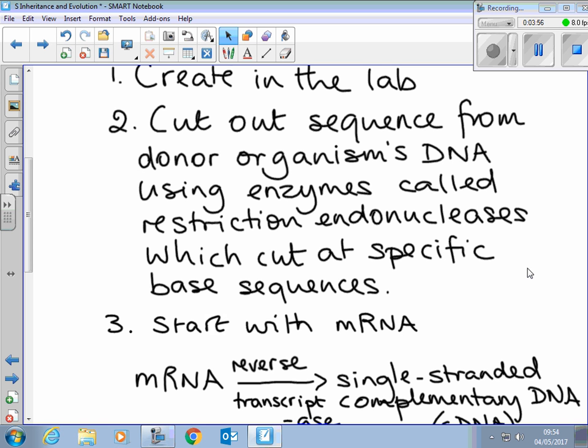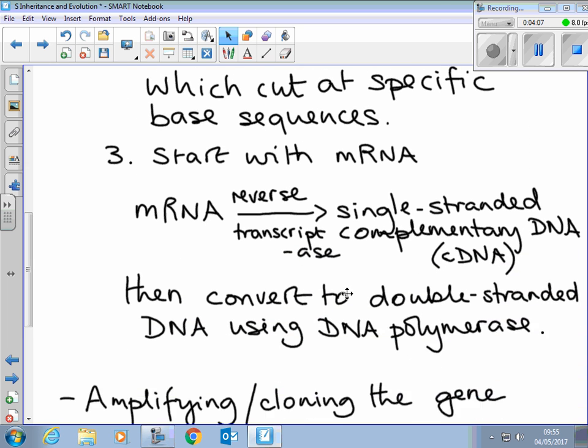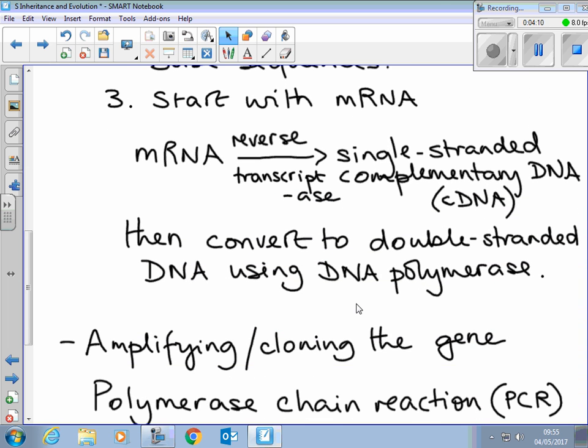Now, these restriction enzymes then are one type of enzyme that you get in genetic engineering. Then I've listed some of the others. The reverse transcriptase we had here, converting messenger RNA into single-stranded complementary DNA. Then DNA polymerase to make that into double-stranded DNA, and then ultimately we'll need DNA ligase to actually join the pieces together. But of course we've met ligase when we did replication, haven't we, for joining the sections together.